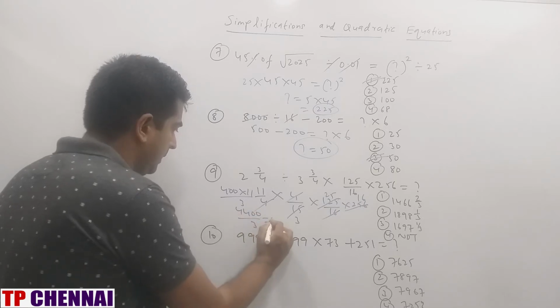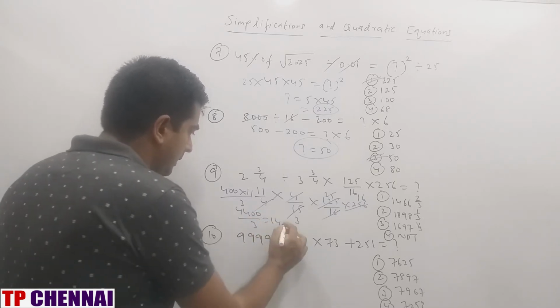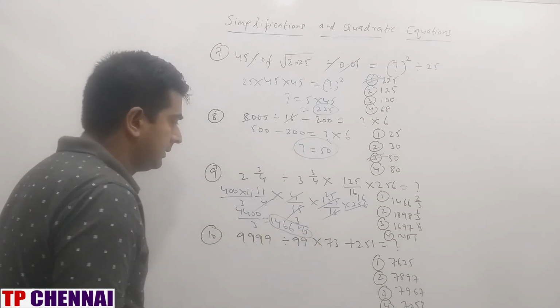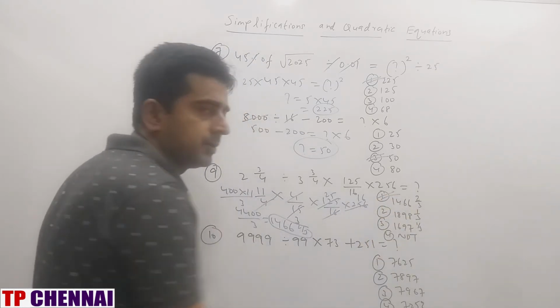4400/3. 3 14s are 42. 3 6s are. My answer is 1466 2/3, which is nothing but the first option.